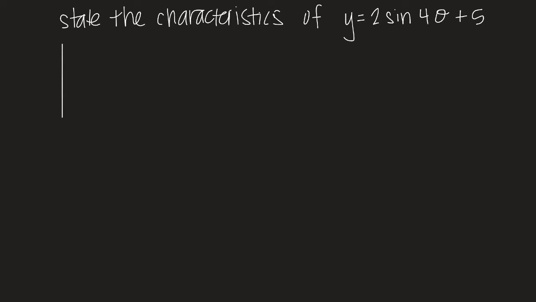I'm just going to sketch what the parent graph for a sine function looks like if it's just sine of theta. So it's the one that starts at 0, 0, and then this just keeps repeating over and over again, this little wave. Okay, so let's talk about just what a, b, h, and k are in this function.